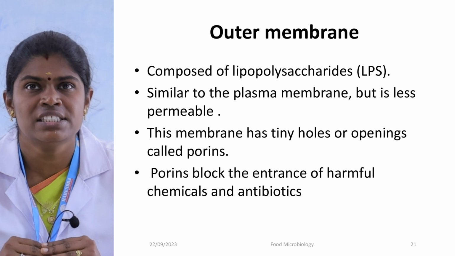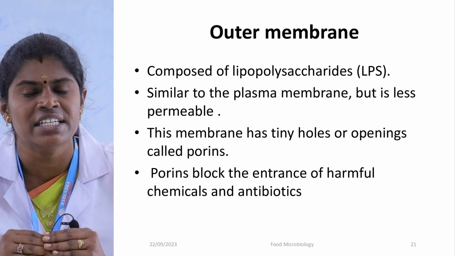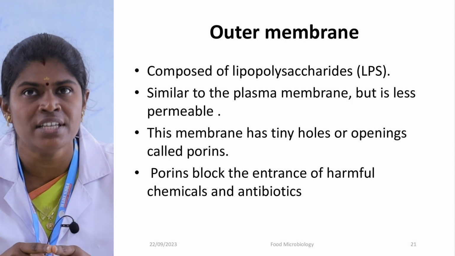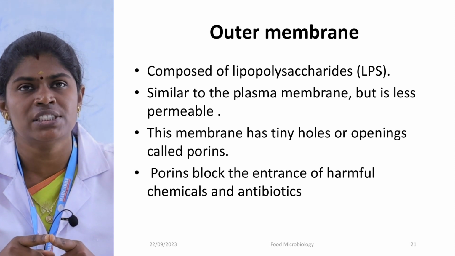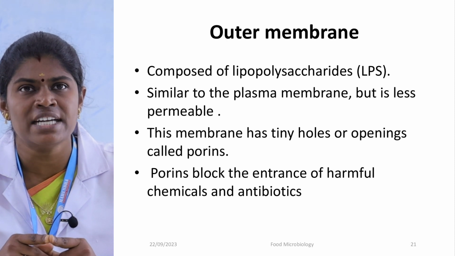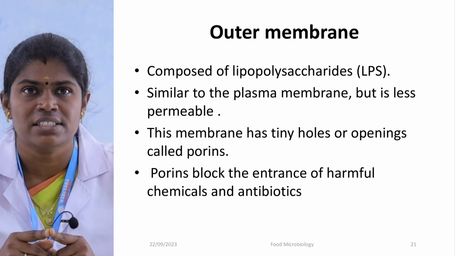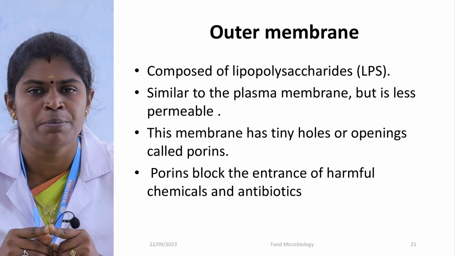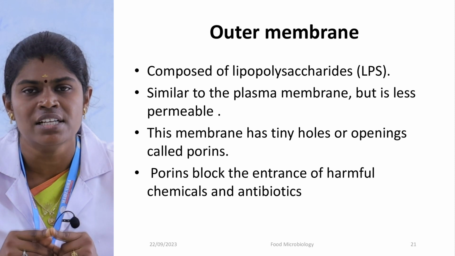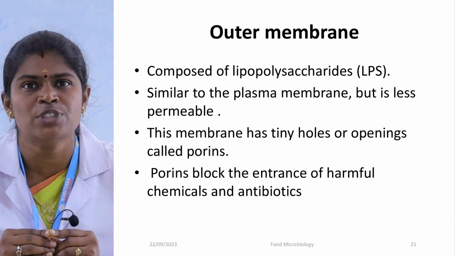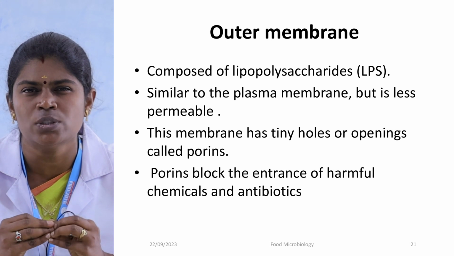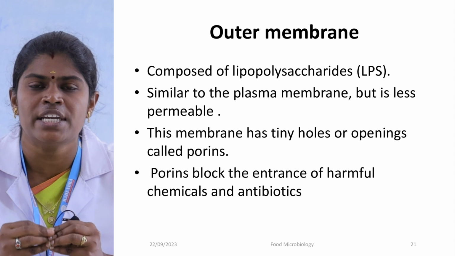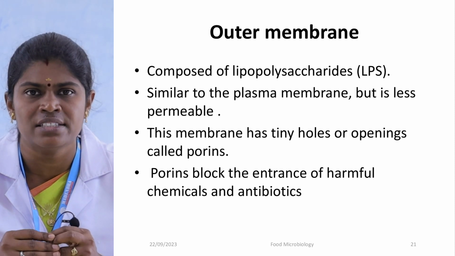Outer membrane. This outer membrane is present only in gram-negative bacteria. It is the outermost layer of the gram-negative bacteria, and consists of lipopolysaccharide: lipid plus polysaccharide. This is similar to the plasma membrane, but it is much less permeable. It has some porins, tiny holes. It allows only minute particles, but it won't allow any chemical or antibiotic inside the bacteria.